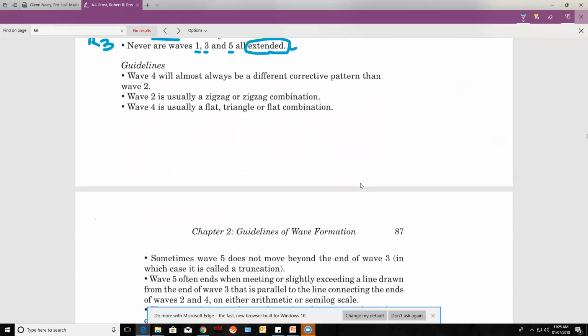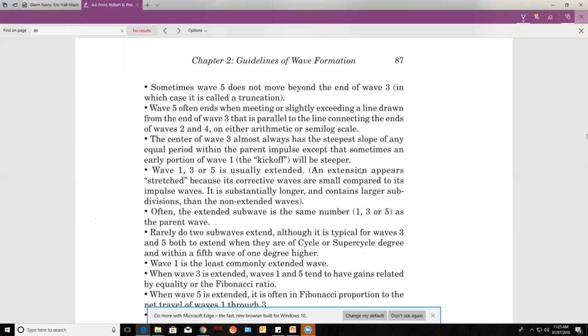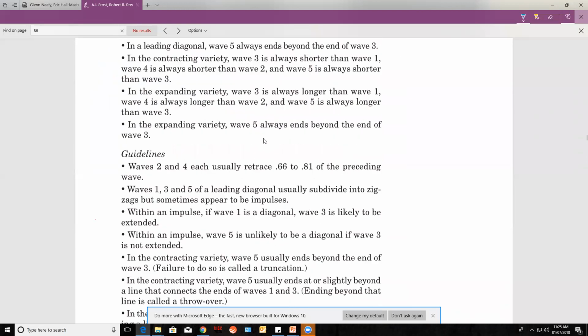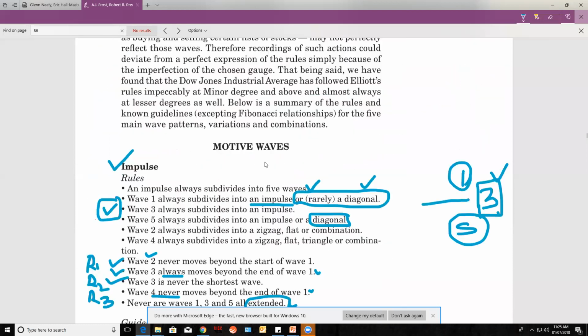Now, what are the guidelines they have given? Wave 4 will almost always be a different corrective pattern than wave 2. Just know all the guidelines they have tried to show you. Wave 2 is always a zigzag or a zigzag combination. Wave 4 is always a flat, triangle or flat combination. This is the rule for a diagonal. This is again a guideline. So what is the motive wave?